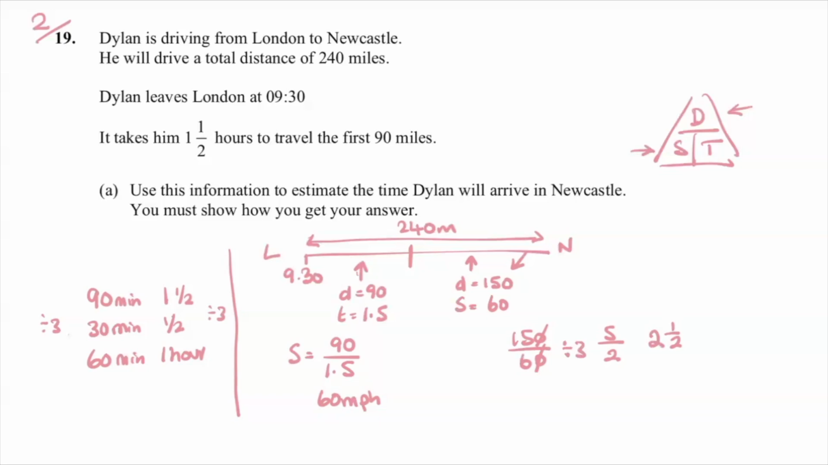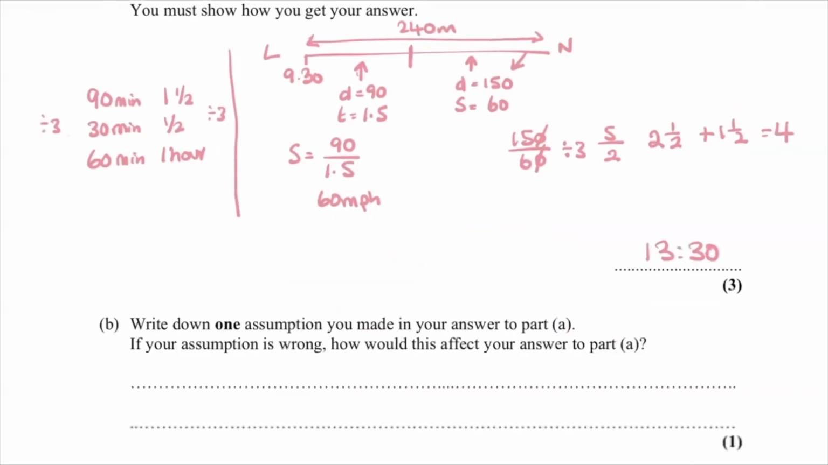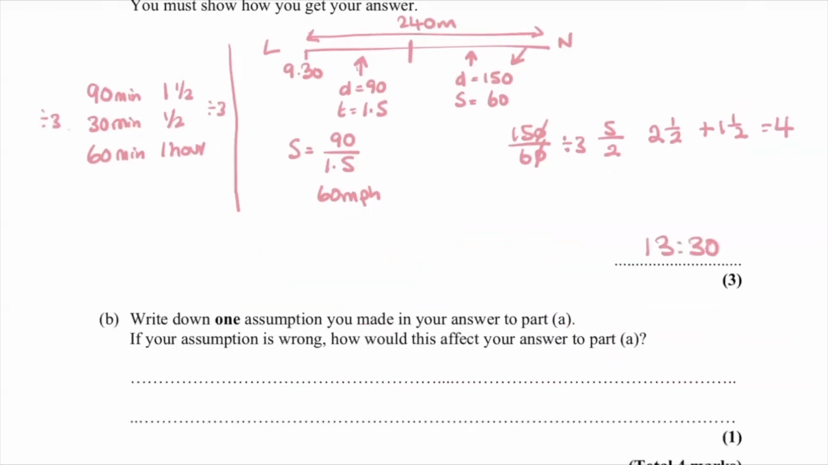The first part took 1.5 hours. If I add those, I've got a total time of 4 hours. So you add your 4 hours to 9:30, so 10, 11, 12, that'll be 1:30, and that is your final answer. We have to write down an assumption that we made, and we assumed the speed was the same throughout, and that's what we would write down.